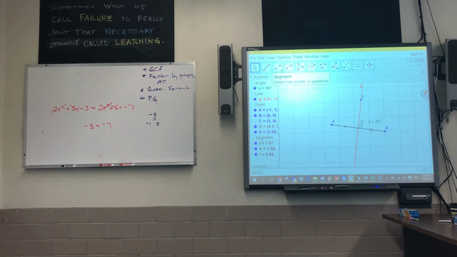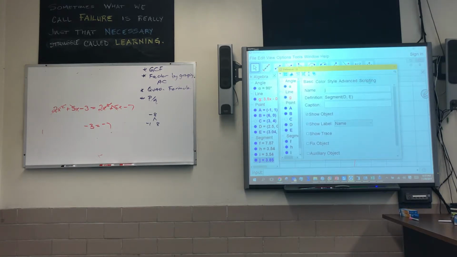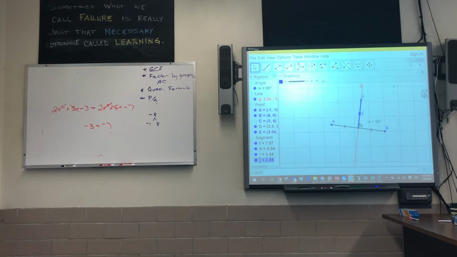Okay. Would you agree that no matter where I put E, no matter where you put E, the segment, we're calling it J here, is always going to be congruent to itself? Would you guys agree with that? Okay. No matter where E is, that segment J, or D to E, however you want to call it, is always going to be congruent to itself, even if it comes down here.